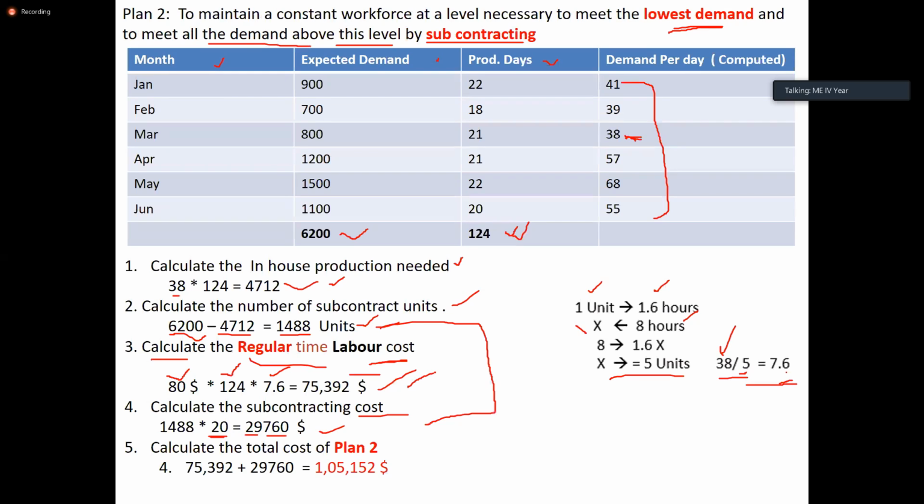This one is the in-house production cost you are spending, and this is the subcontracting cost you are spending. If you calculate both, you will get the total value. That value I wrote here: 75,392 plus 29,760 from subcontracting. This is from when you do manufacturing in your company. The total value comes to 1,05,152. So please note down this value also: $1,05,152 for plan 2.